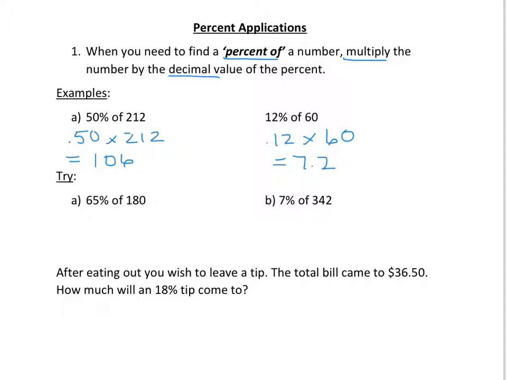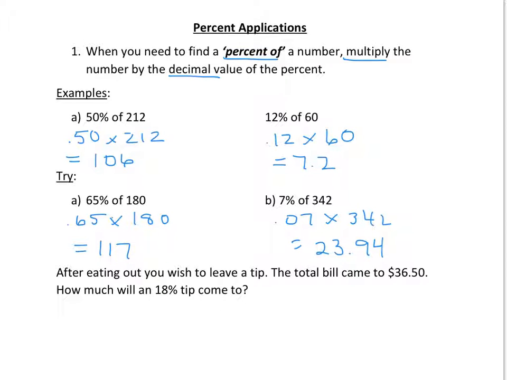So here's a couple to try on your own, and then press play and see if your answers match. So for A, we're going 0.65 times 180 and getting 117. And for B, remember for 7% we have to go 0.07 times 342, and that will give us 23.94.